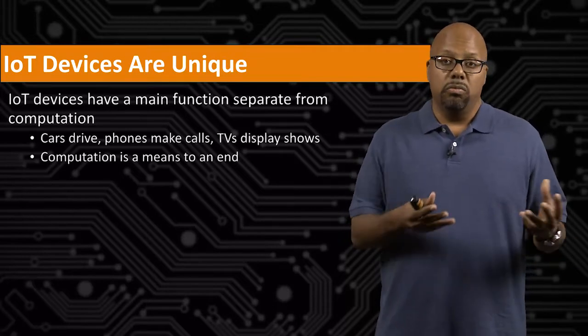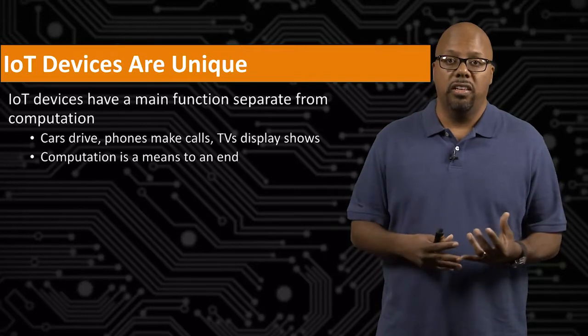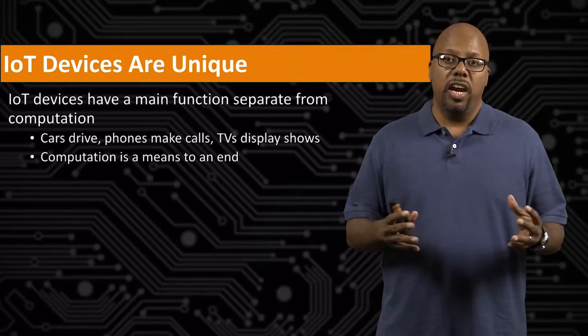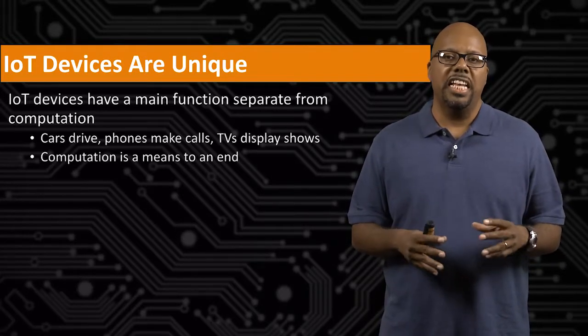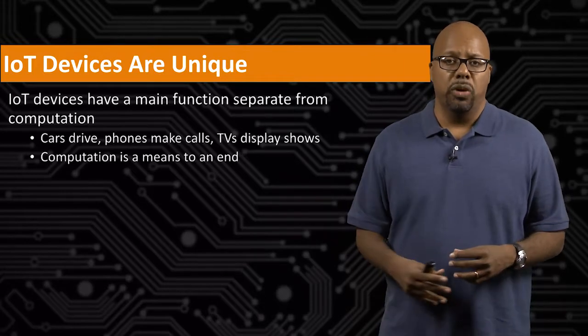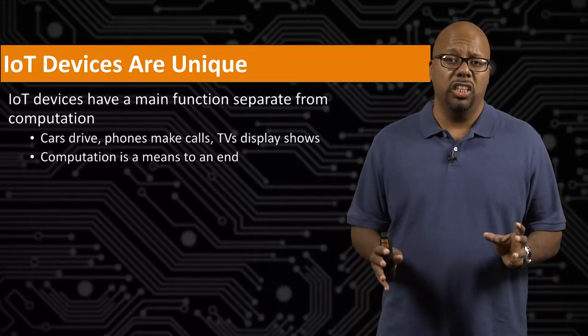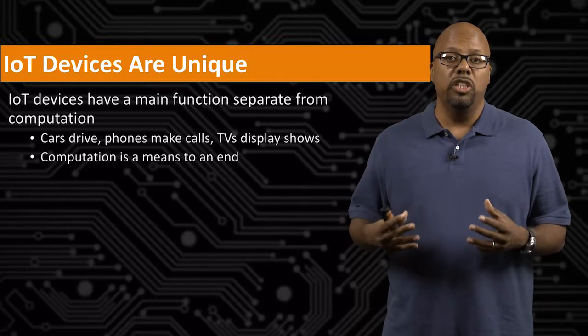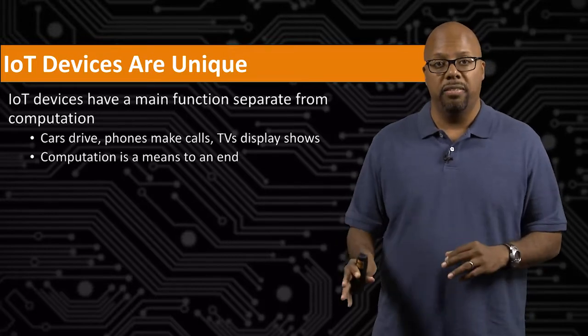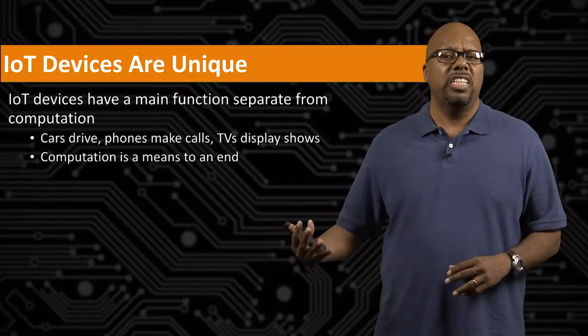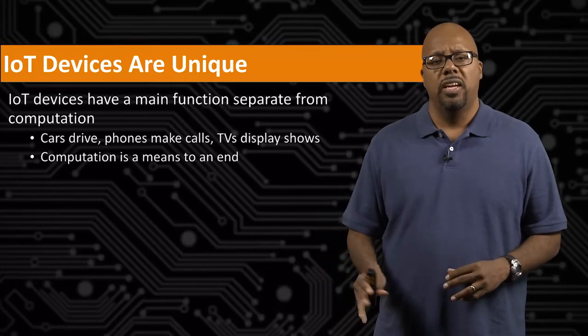So, for instance, we talked about cars last lecture. Cars are IoT devices. Their main function is not to compute anti-lock braking or to do fuel injection. Their main function, from the point of view of a user, is to be driven, to move you from place to place. And the computer is just to help that function, just to support that.